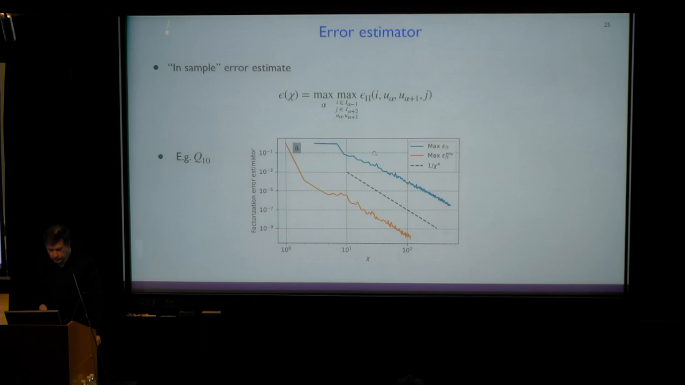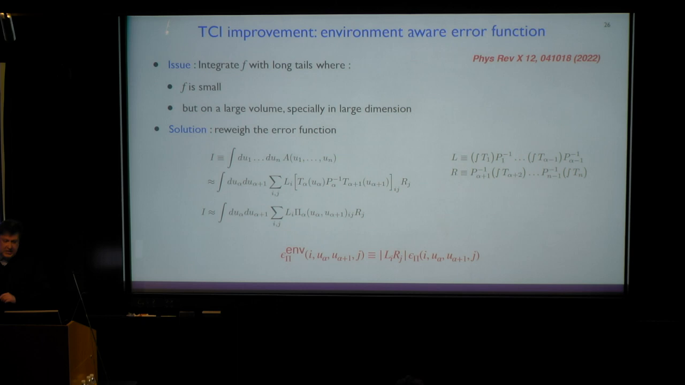Okay. Now, there is one addition we did to the TCI. Until now, this is exactly the algorithm of the paper of Dolgov and Sostianov. There is one little addition, at least as far as I am aware of. We have the following problem when we do our integrals. We have functions with very long tails because contrary to the integral that was presented before, it's not on 0,1 to the power d. It's not on the compact set. It's on R. And in there are long tails. The function has long tails where the function is very small but on a very large volume.